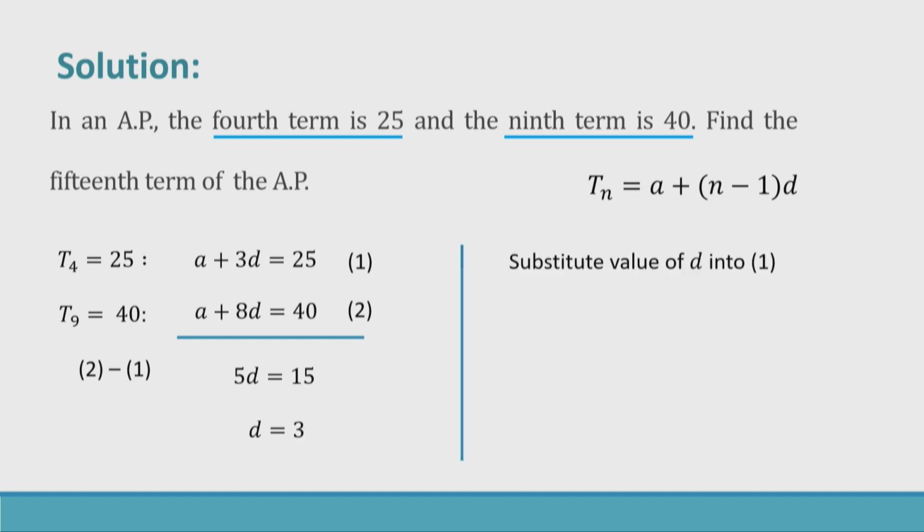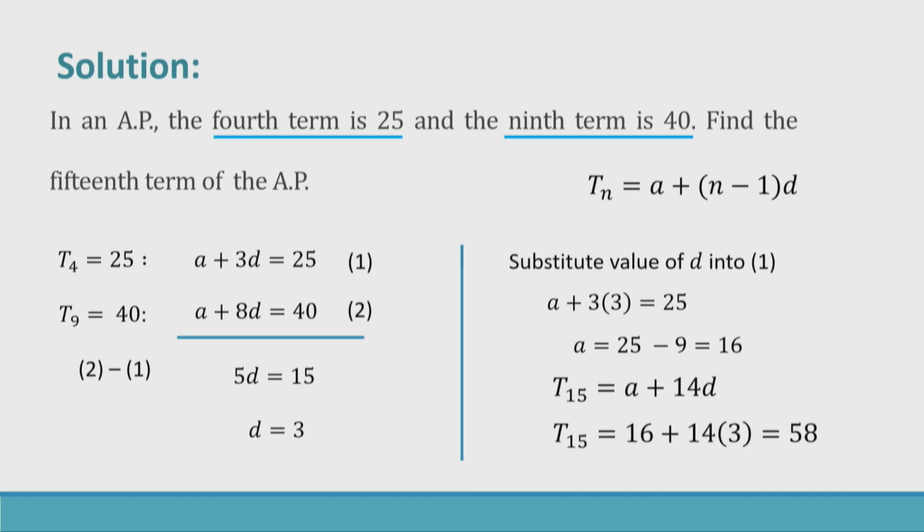Now we are going to substitute the value of d into equation 1. I will therefore get a plus 3d, and d is 3, equal to 25. So a will be 25 minus 9, which is 16. Now we have been asked to find the 15th term. So T15 will give me a plus 14d. Replacing a by 16 and d by 3, I will therefore get T15 equal to 58.